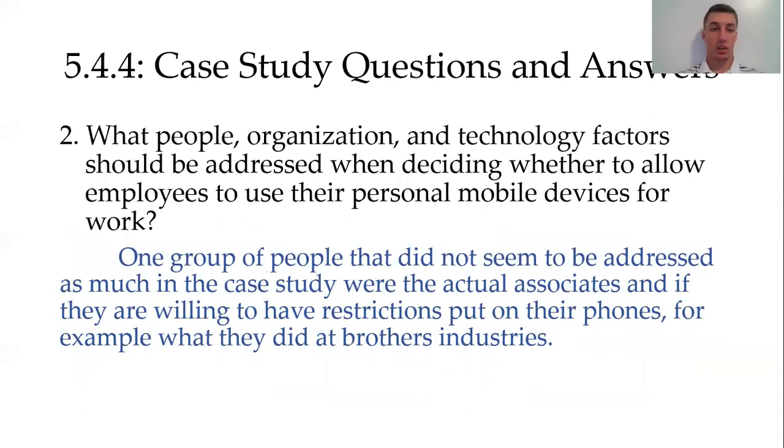What people, organization, and technology factors should be addressed when deciding whether to allow employees to use their mobile devices for work? One group of people that did not seem to be addressed in the case were the actual associates, and this was them having the restrictions put on their phones by Brother Industries. I personally would not like my phone being restricted by the company that I work for, and I would rather just use a company phone rather than giving the information on my phone to my employer.